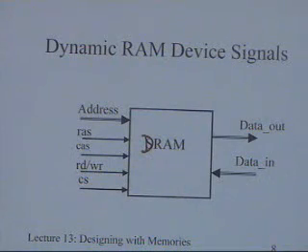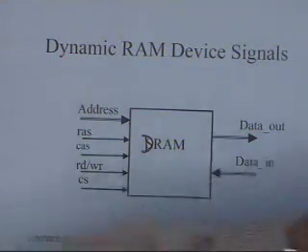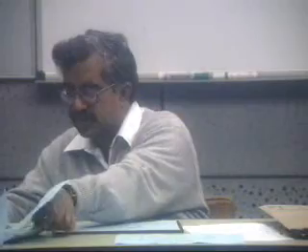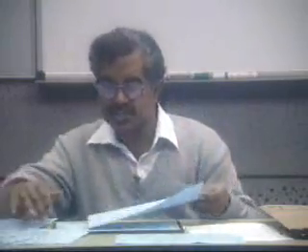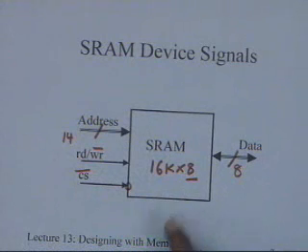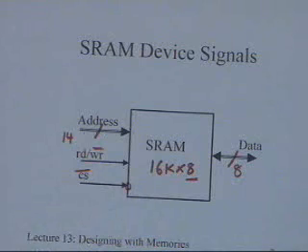See, typically what happens is, if I go back and look at my static RAM device signals, 16 kilobyte is still a fairly small size memory from today's point of view. The memory sizes are already going into megabits. So the number of address lines keeps on increasing. If you're talking of 1 megabit memory, you have 20 address lines coming.